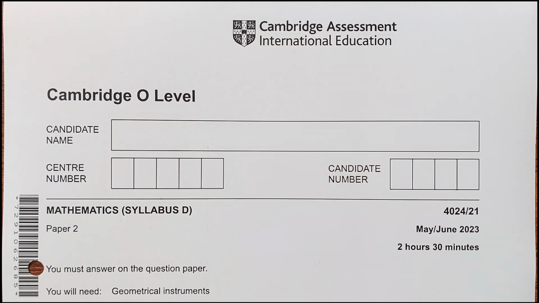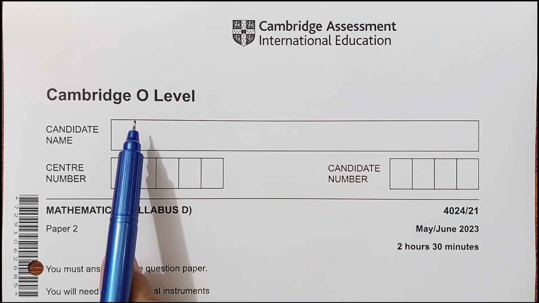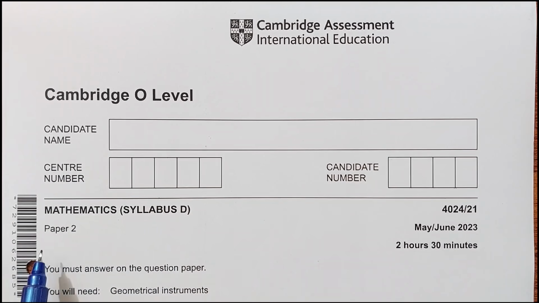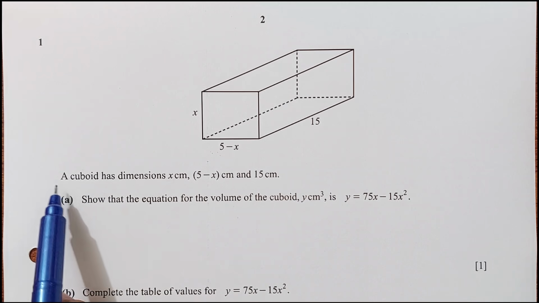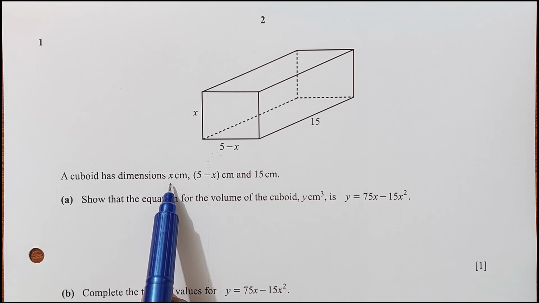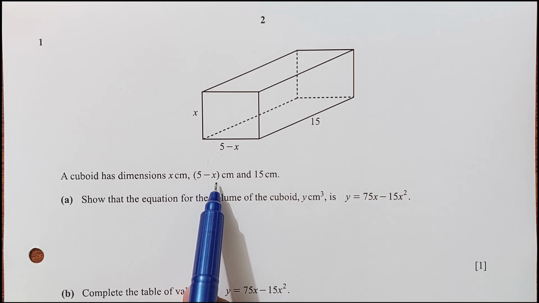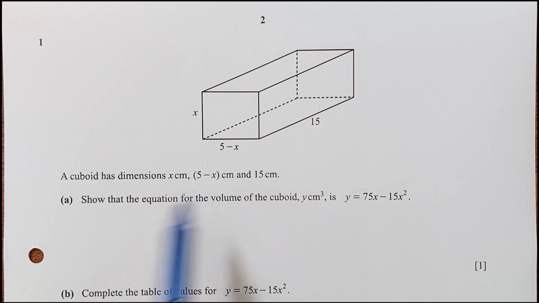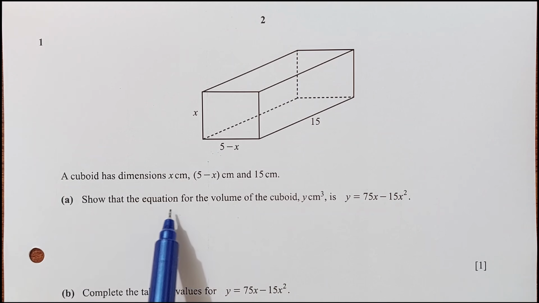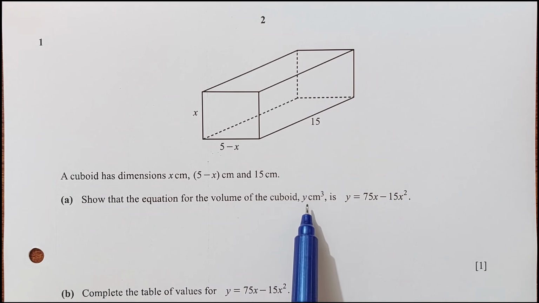Hi everyone, in this video I'm going to solve O-Levels Mathematics D paper 2 in the May-June 2023 session, paper 2-1. So let's start with the first question. Question number 1, a cuboid has dimensions x centimeter, 5 minus x centimeter and 15 centimeter. Part A, show that the equation for the volume of the cuboid, y centimeter cube, is this.